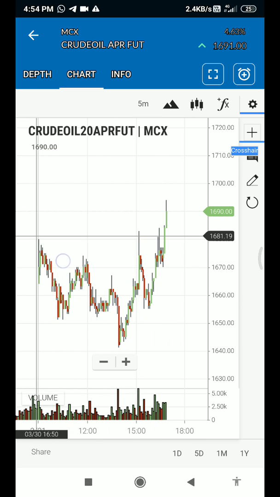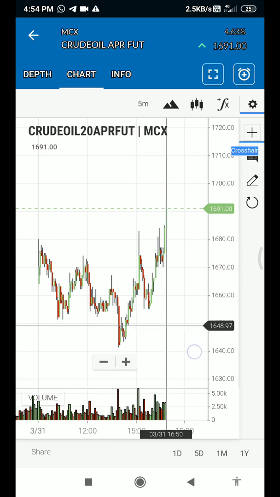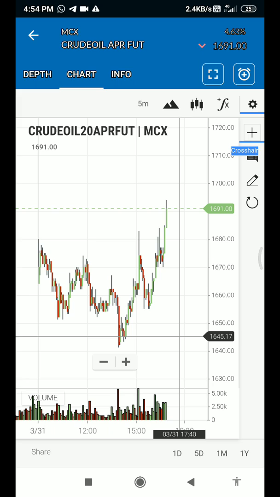Today it was a kind of range bound market. You can't see much volatility since it closes at around 5 o'clock Indian market because of the corona thing.